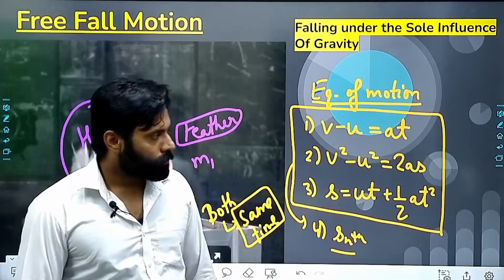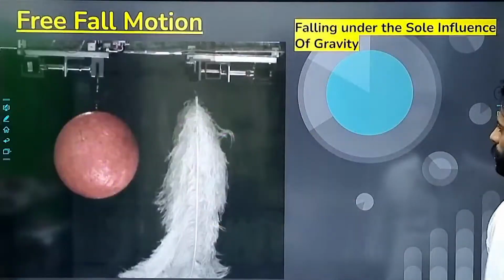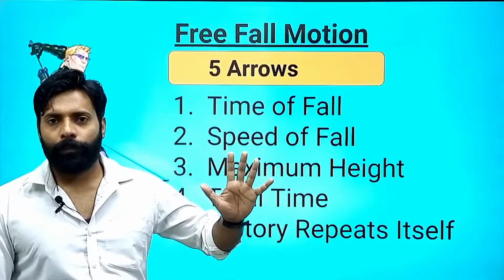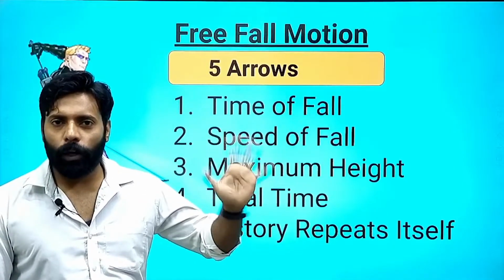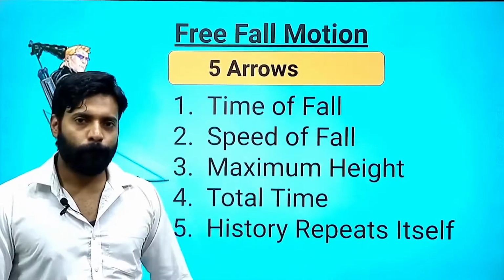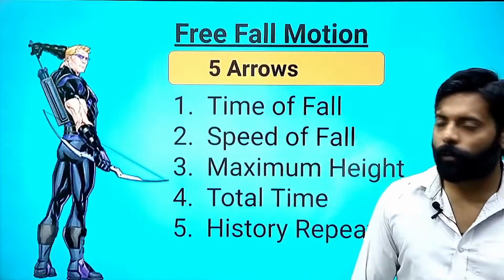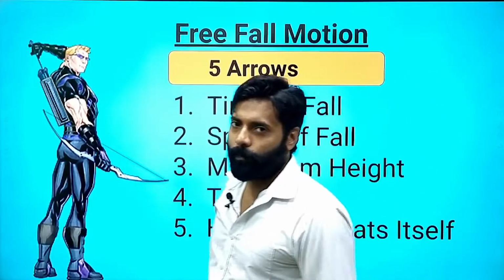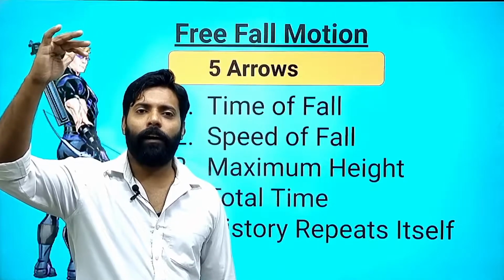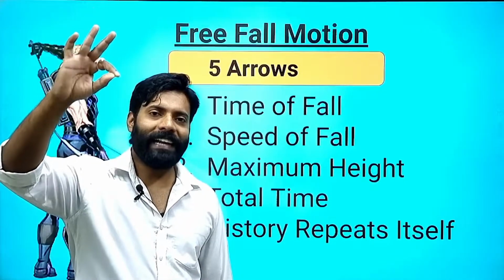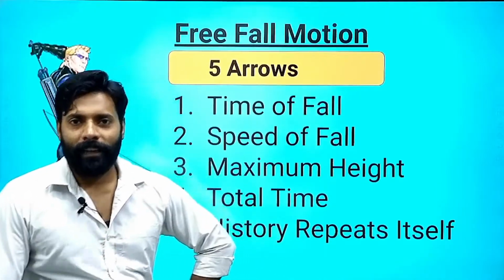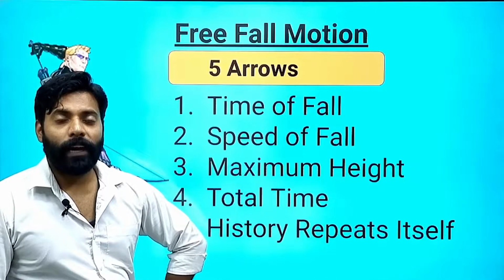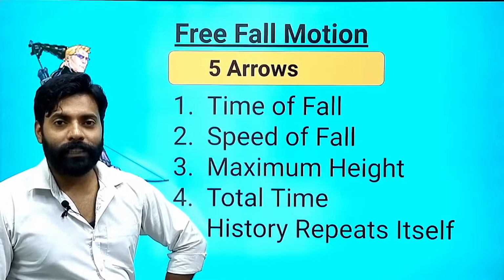So let's see how to get some important equations from free fall. There are basically 5 arrows which I am telling you. Only these 5 arrows are important for you, and only on these things the questions will be asked. So what are these arrows? First one is the time of fall. When something is falling, the time of fall is very important, that how much time it will take, right? Imagine you are standing at Burj Khalifa, then how much time the stone will take to get to the ground? If you know these kinds of questions, you will be able to solve any kind of questions that are coming in JEE Mains.